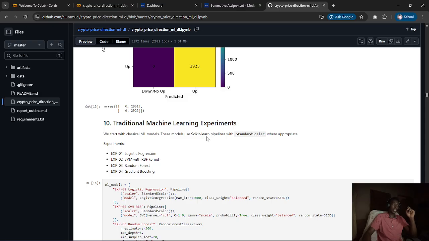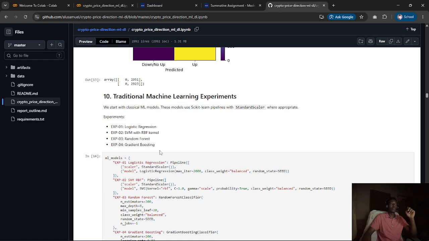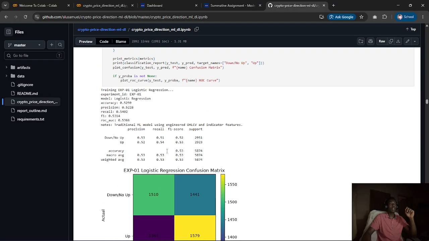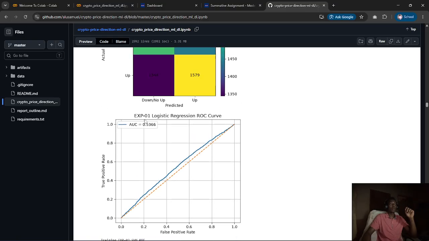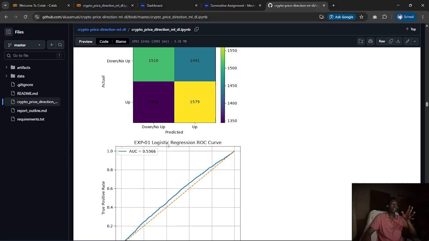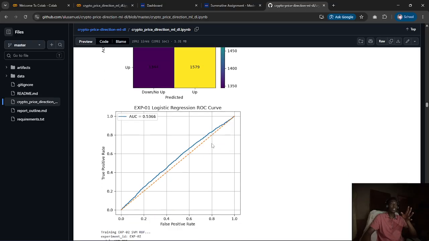And the traditional machine learning experiments, where we do experiments 1, 2, 3, and 4: logistic regression, SVM with RBF kernel, random forest, and gradient boosting. On these models, we have to train everything that we have. Training experiment 1, logistic regression, we will have these results, of course, and we will also have these charts that will show the actual logistic regression confusion matrix, and another one which will show a ROC curve.